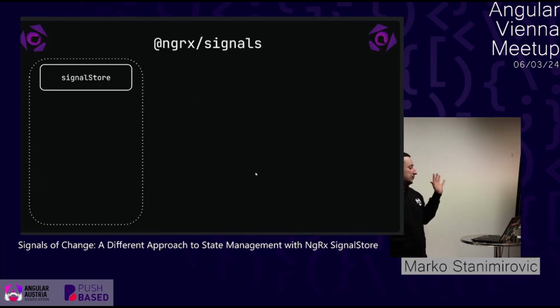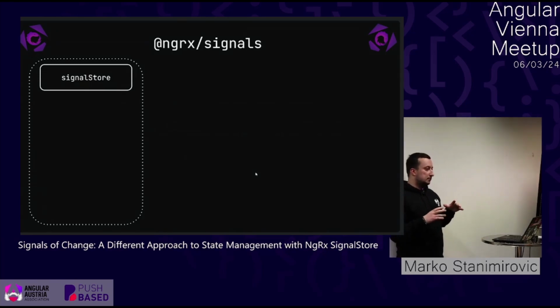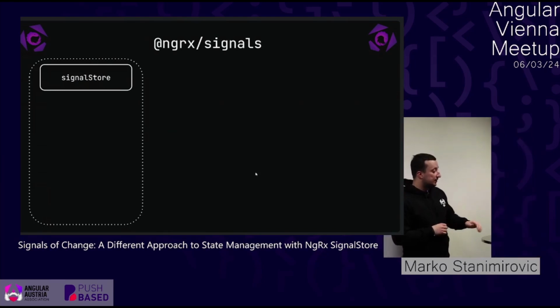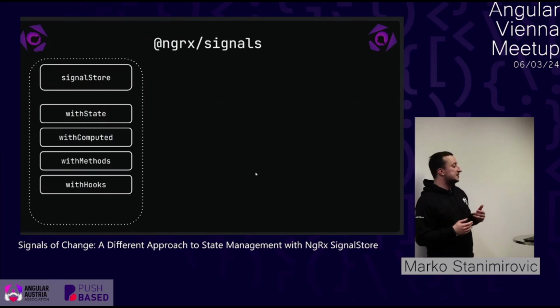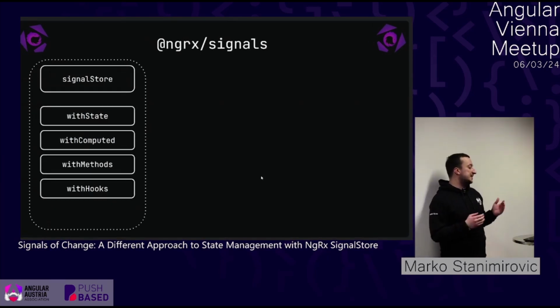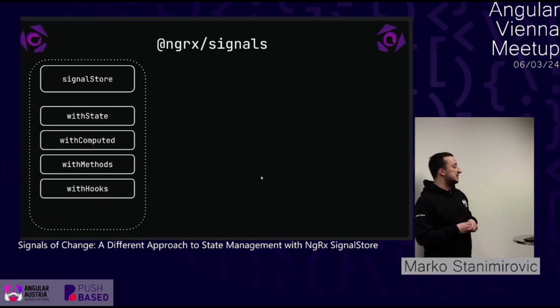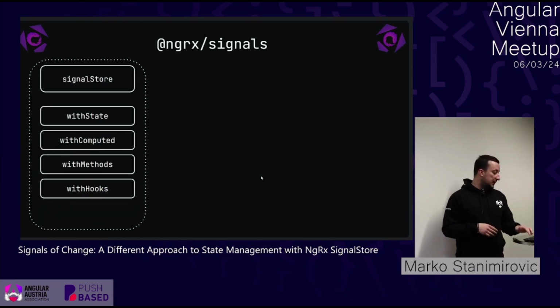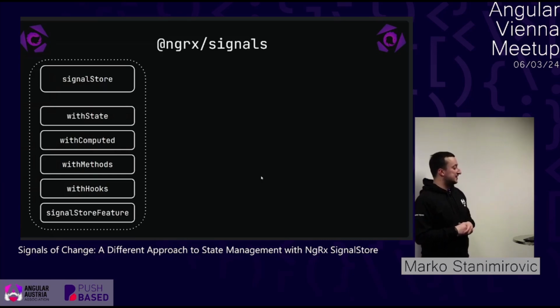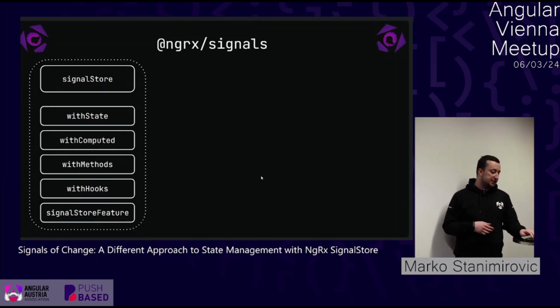Let's now see the overview, the APIs that the NgRx Signals package exposes. The first one, the most popular one, obviously, is the SignalStore. In addition to SignalStore, we also have some helper functions. They are called base features, and they are used to add state, computed properties, methods, or lifecycle hooks to the SignalStore. So they are called withState, withComputed, withMethods, and withHooks. In addition to these APIs, we also have a signalStoreFeature function, and this function is used to create custom features by combining base features or other custom features. We will see that later.